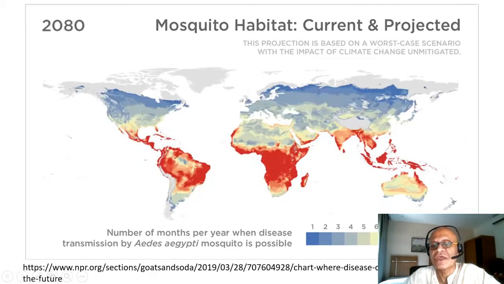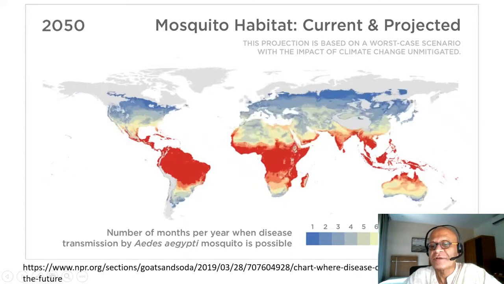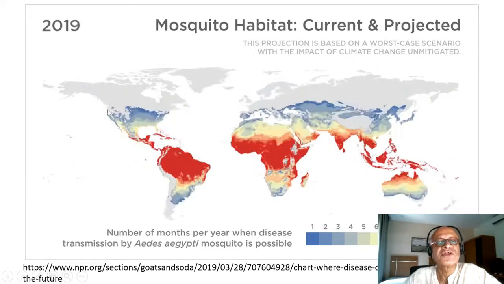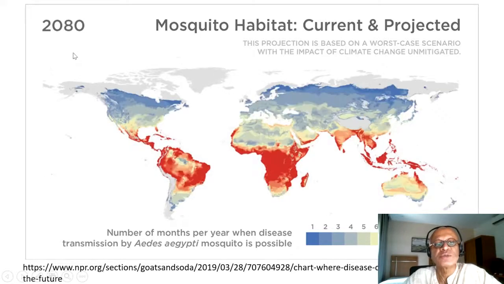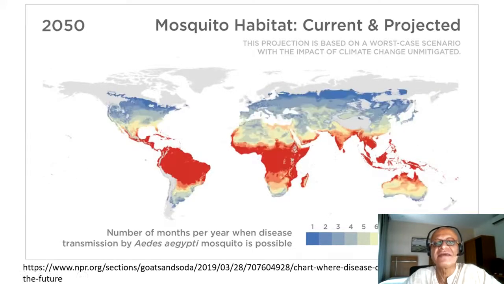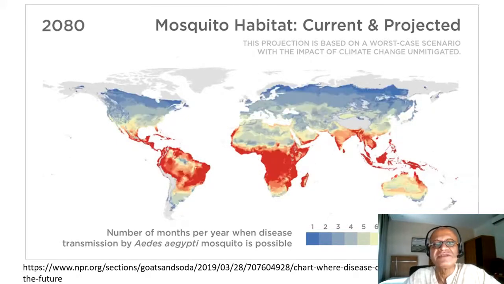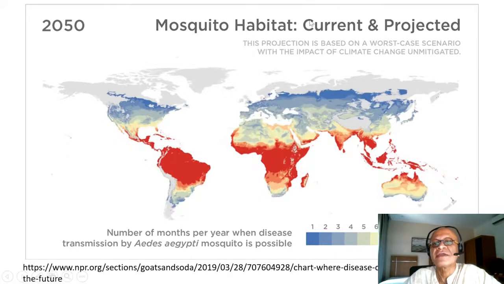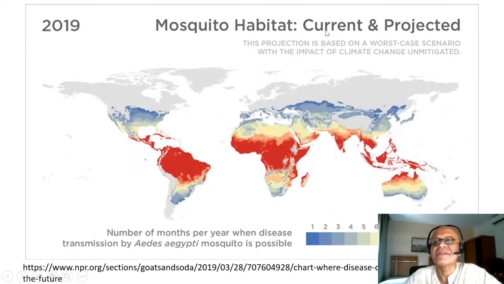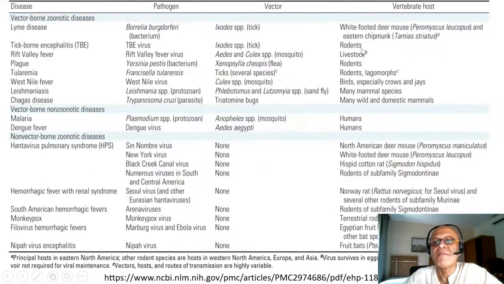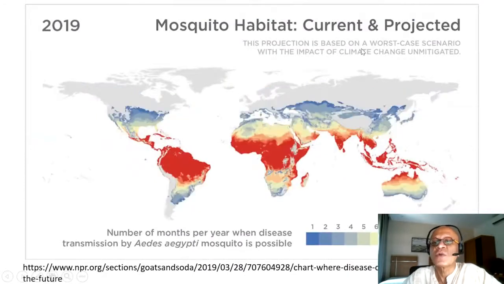So here you are looking at the number of months, 1 to 12. And we are starting in 2019, looking at a snapshot of 2050 and 2080. These are, of course, model-based projections, and current is an estimate, but still modeled. So you have to be always aware of that.